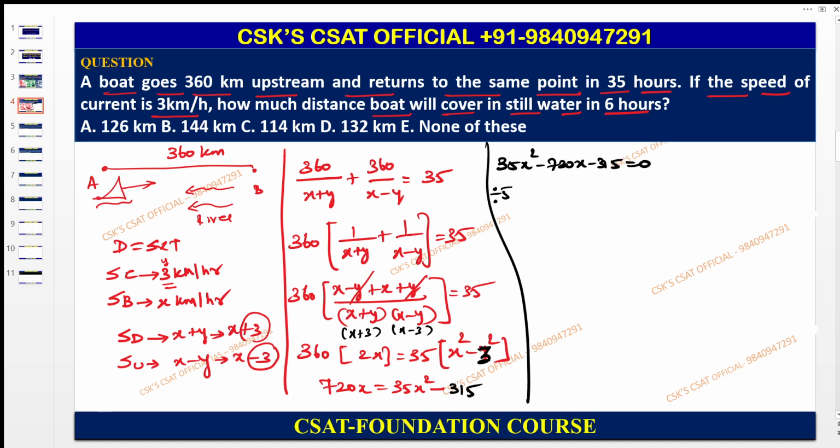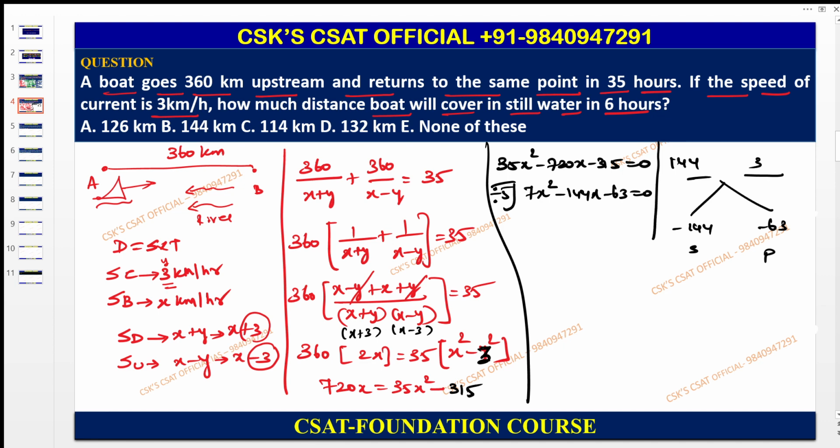Divide with the pi table. If you divide with the pi table, it becomes 7x square minus 144x minus 63 is equal to 0. You need to do the factorization. Product needs to become minus 63, sum has to become 143. What would be the two numbers? 143 here, 3. Here the sum is negative, which means you need to put the greater number with the minus sign. And one more thing you need to note here, the coefficient of x square is 7. Then you need to split the middle term here.